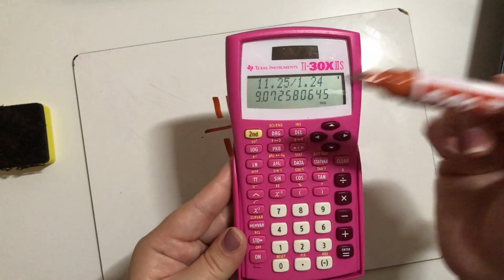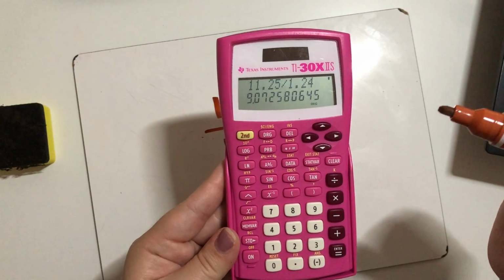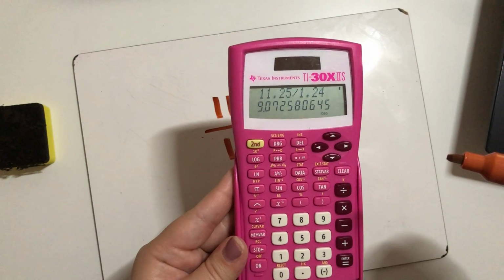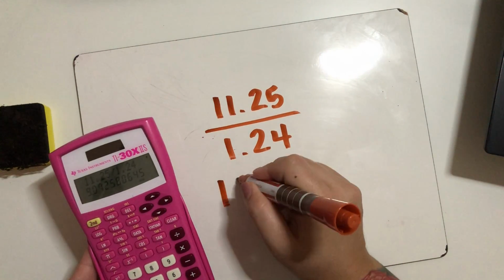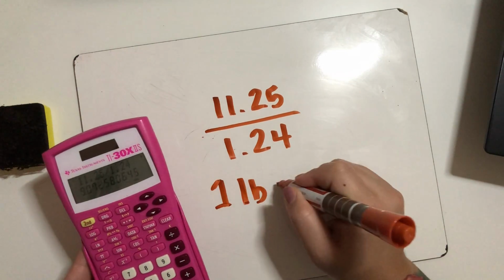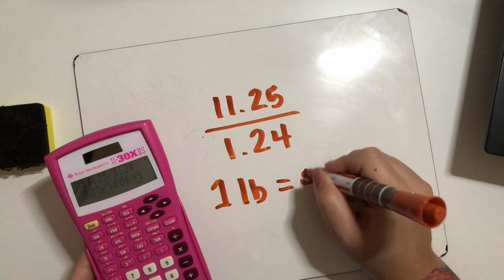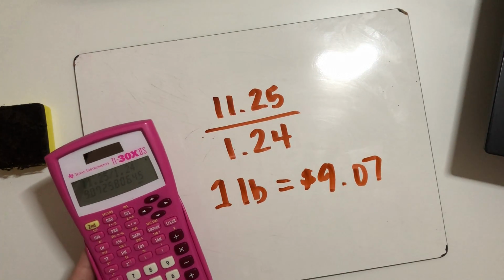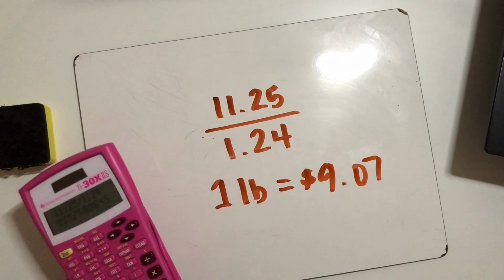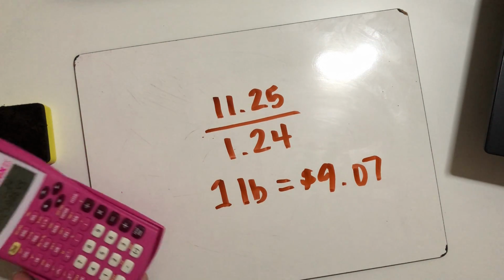So if I'm looking at this number here, I'm going to look at the 9.07. I'm going to look to the 2 if I need to round, don't need to. So that means that 1 pound is equal to $9.07, okay?